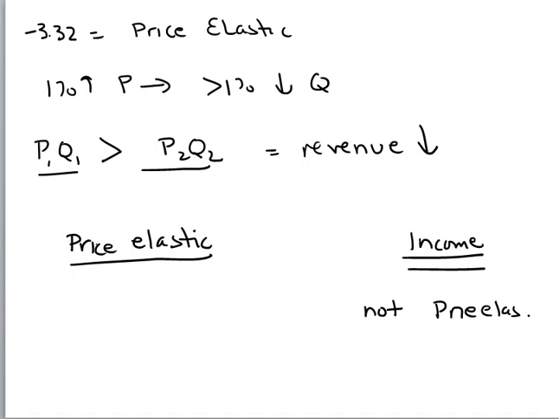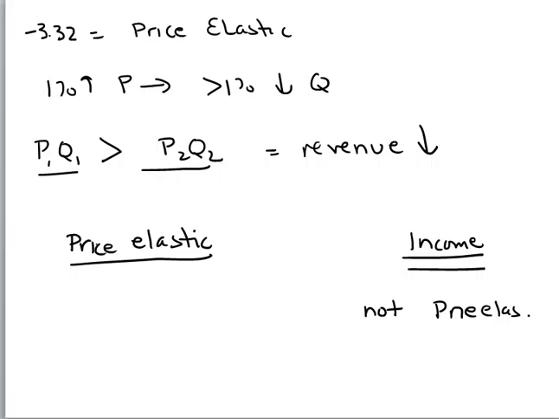Well, what does that mean? That means we have a negative 3.32 price elasticity, which is price elastic. A 1% increase in price is going to lead to a greater than 1% decrease in quantity. I also asked you about, is this a good revenue decision for Ivy Leaf University?